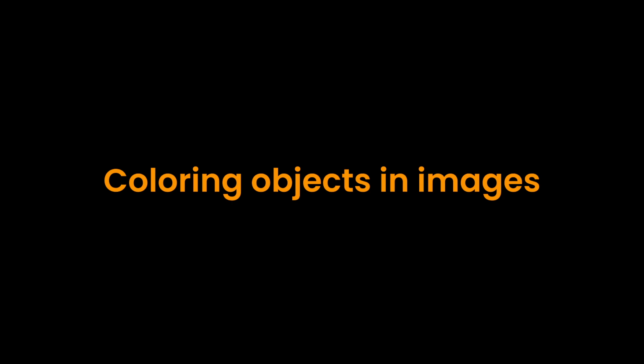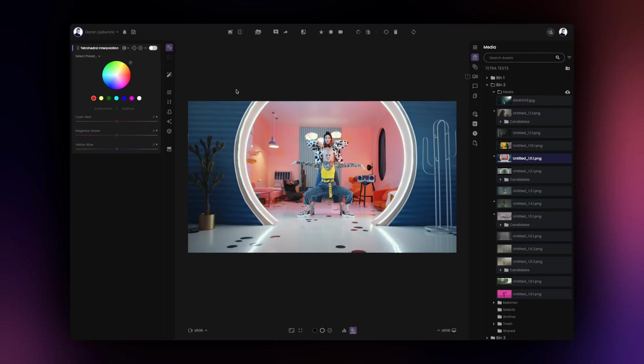Coloring your image or objects in your image. While not one of its primary uses, you can use the tetrahedral interpolation tool to change the color of objects in your images. Select the range of colors in which your object is and manipulate it to your liking. Use the color wheel at the top of the tetrahedral interpolation tool to determine how to create various colors.